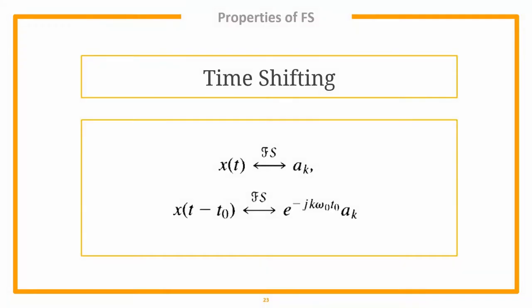Time shifting property says that if x of t has a fs coefficient ak, then x of t minus t naught will have a Fourier series coefficient e power minus jk omega naught t naught times ak.